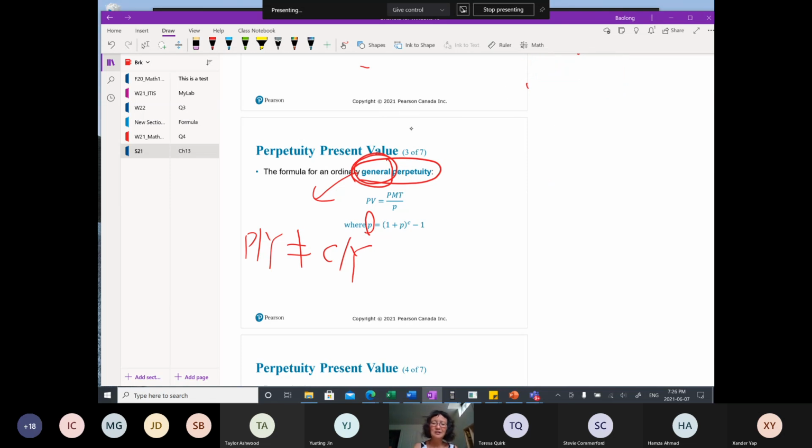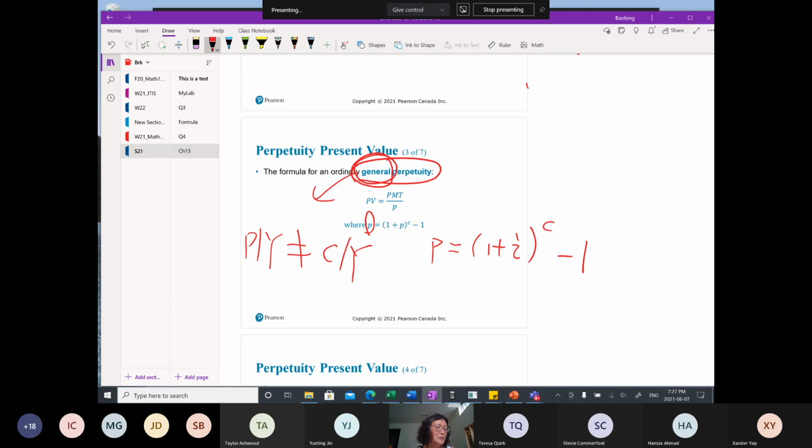Anyone found out? The P in the formula P equals 1 plus P to the C minus 1, it should be I instead of P in the bracket. Fantastic, Azadra. Yeah, so this is a typo. This is not P, this should be I. 1 plus I raised to power C. Okay, this is a typo.